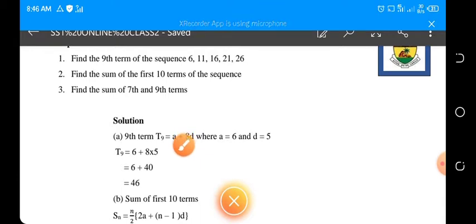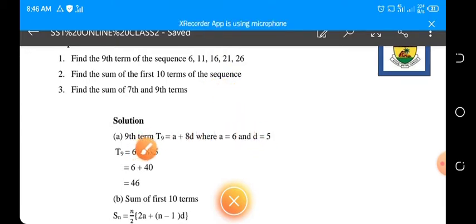That's the general term. And from this sequence we are given, we have A to be 6. The difference between 6 and 11 is 5. 11 and 16 is 5. 16 and 21 is 5. And 21 to 26 also is 5. Since we know that the common difference of this sequence is 5, therefore D is 5.